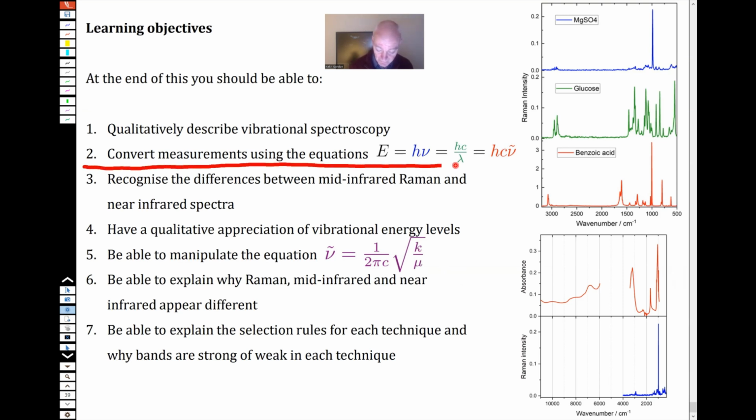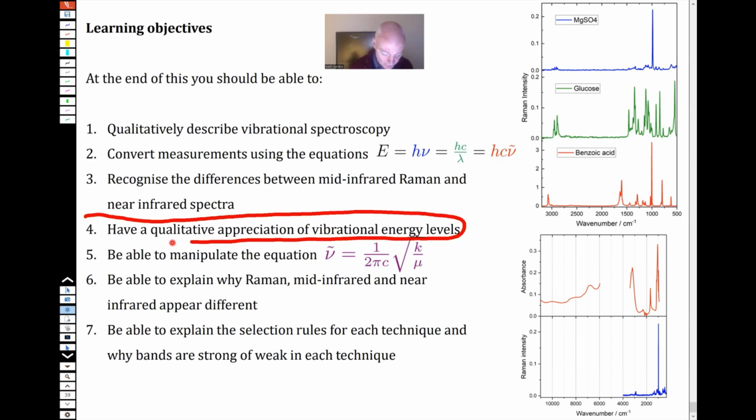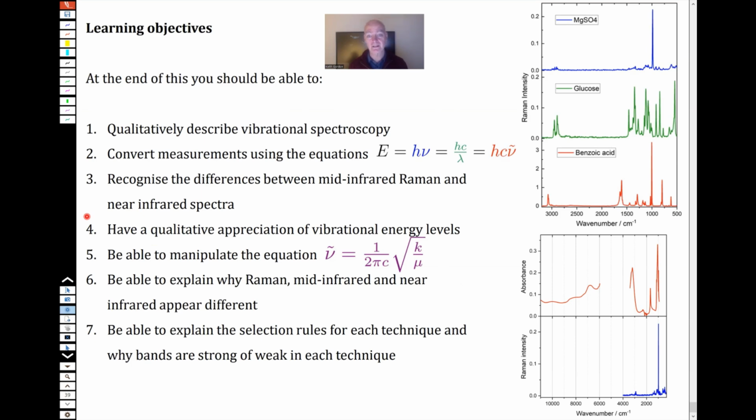Recognize the differences between mid-infrared, Raman, and near-infrared spectroscopy. Well, that again is very evident from the shape and general nature of them, and we can see them here. In fact, there's our magnesium sulfate in the Raman, in the mid-infrared, and in the near-infrared. It's a very nice diagram that shows that quite well. Have a qualitative appreciation of the vibrational energy levels. So it really flows from what we talked about earlier, the v plus a half times hc nu tilde. Be able to manipulate and understand this equation here: nu tilde is equal to 1 over 2 pi c root k over mu.